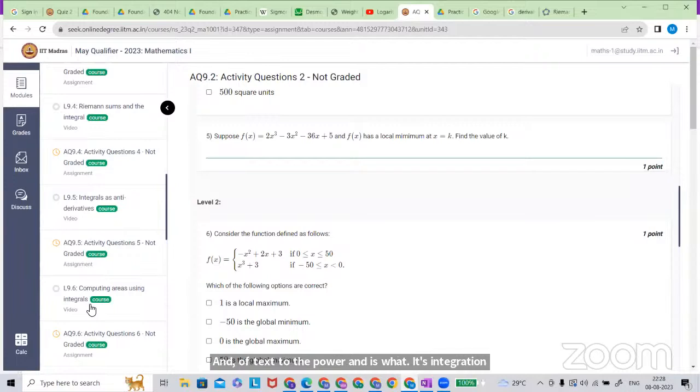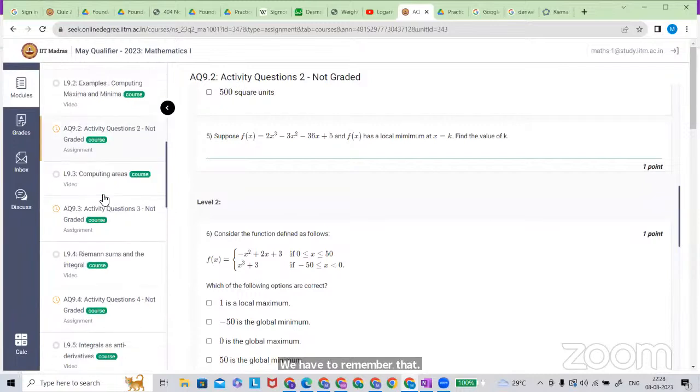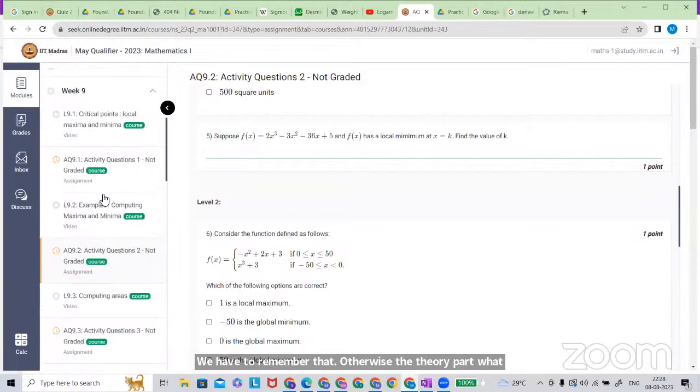Otherwise, the theory part, what is Riemann, I told you. Maximum and minimum I told you. What is a critical point, I told you. The theory part I have almost completed. I am also going to close this session. We have one more session on Thursday, which I have just given to the operational team to conduct.